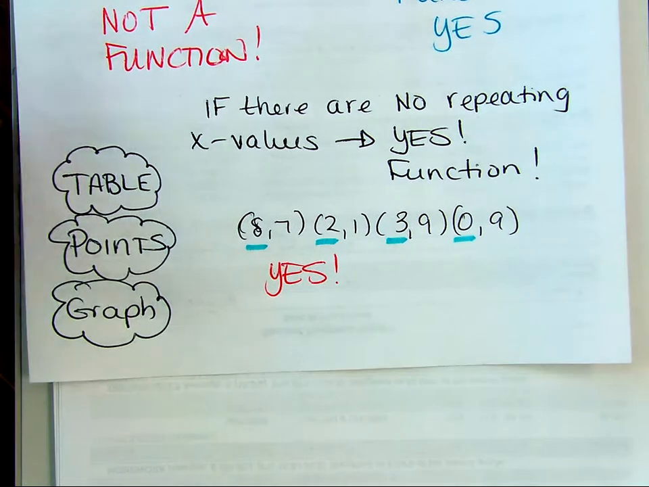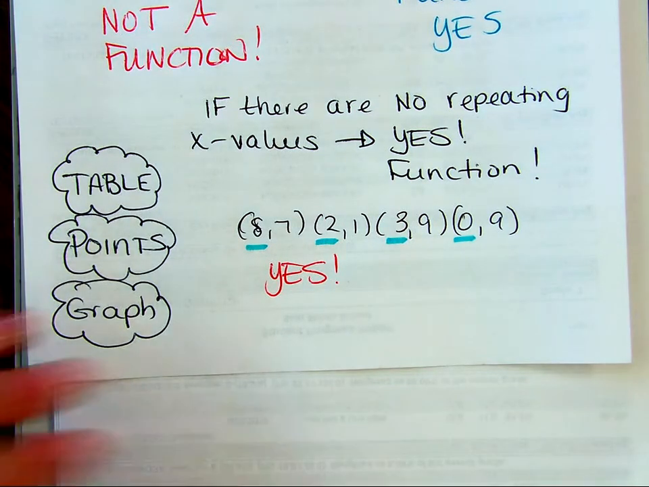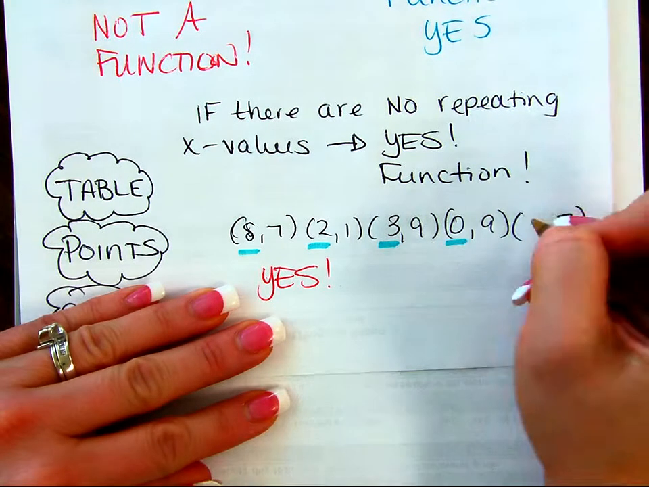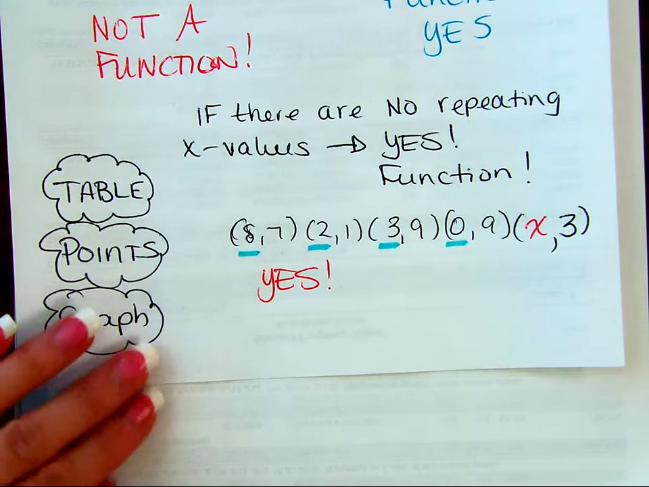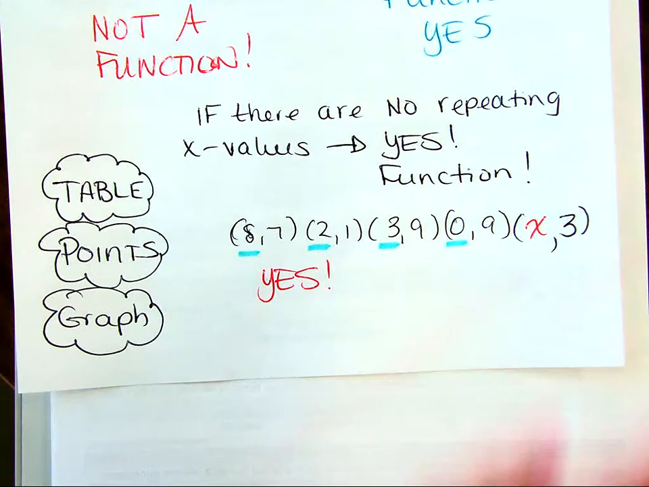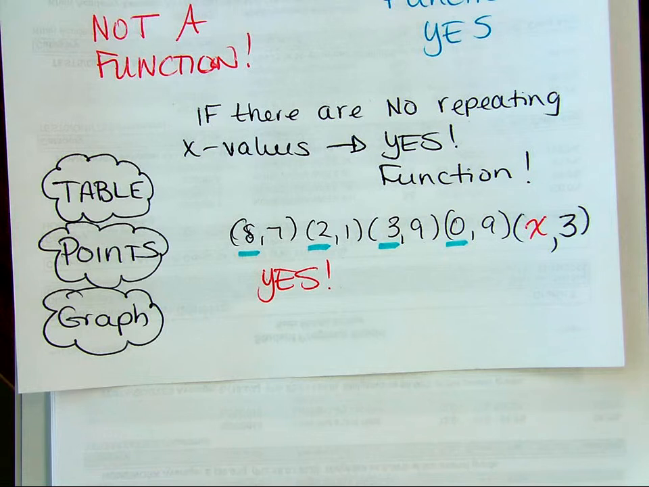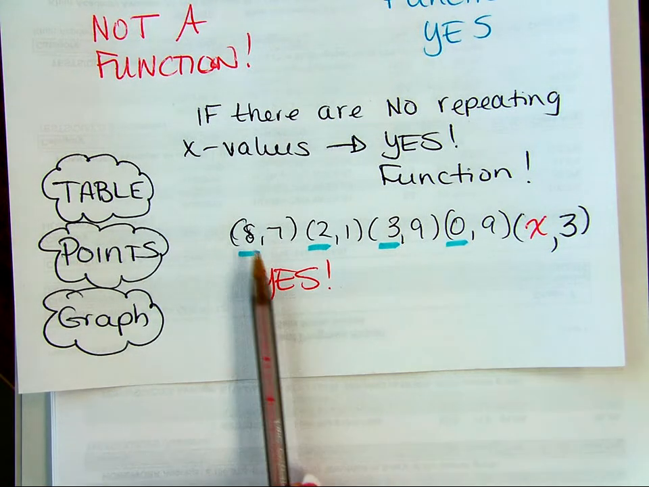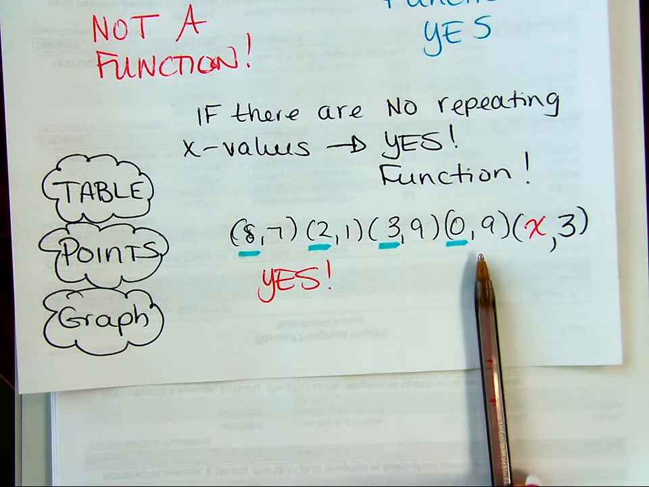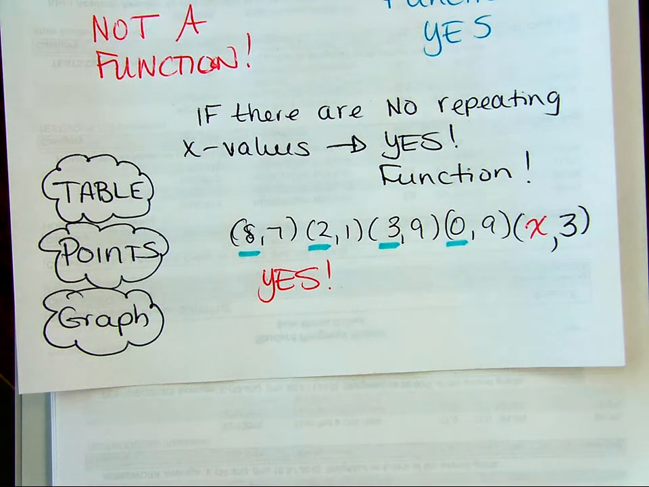There will be times where I ask you a question and I'll do this, and I'll say, give me a value for x that would keep this set of data a function. So what number could I put in for x if I still wanted this to represent a function? I could put in anything except 8, 2, 3, or 0. Any other number, and you're okay.